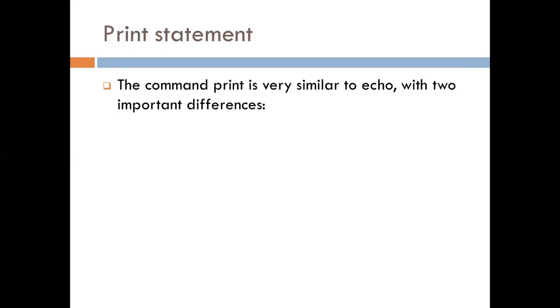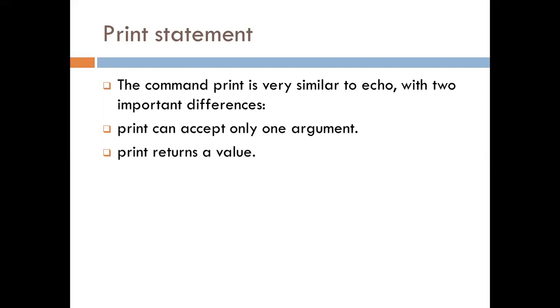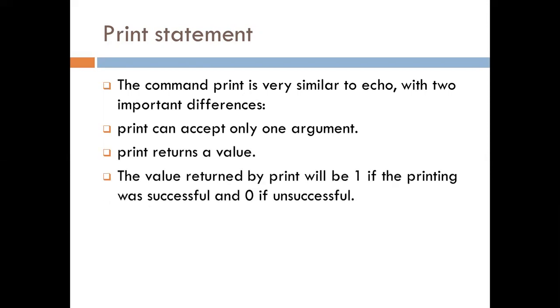Now the print statement. The print statement is similar to the echo statement, but the difference is that it can accept only one argument and print always returns a value. The value returned by print will be 1 if your printing was successful, otherwise it will be 0.